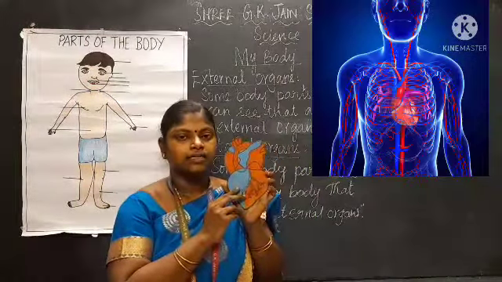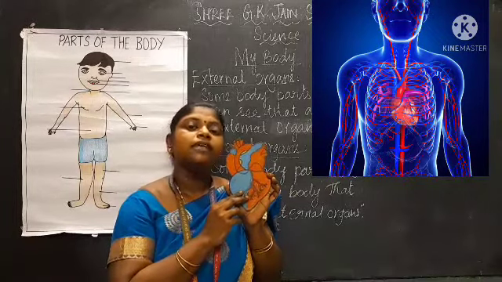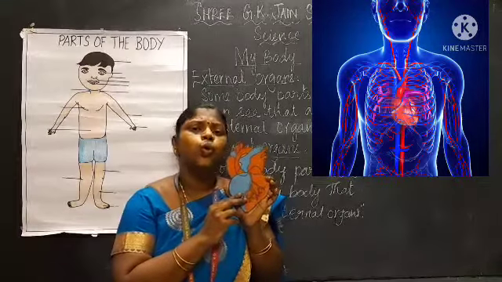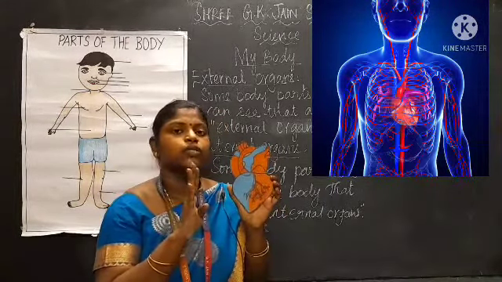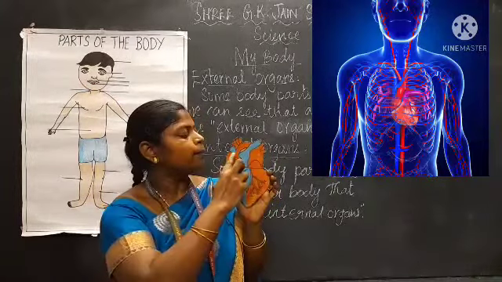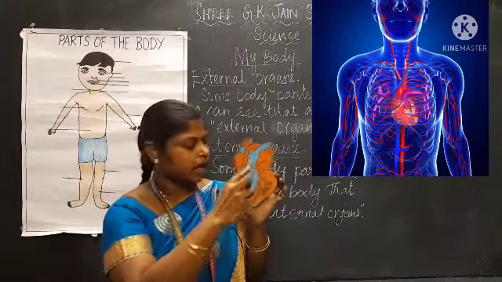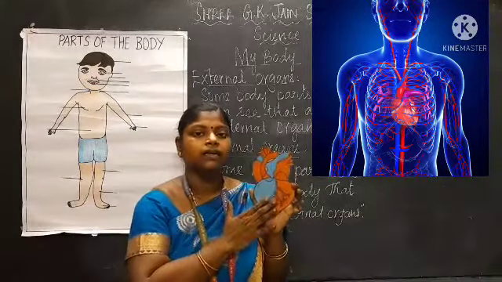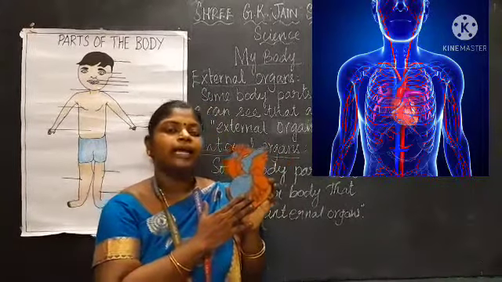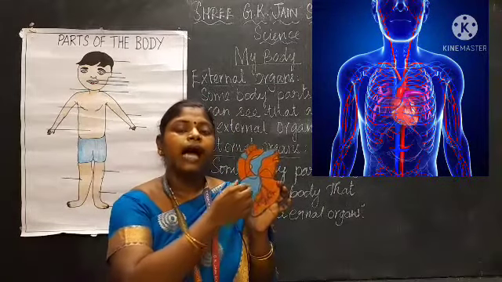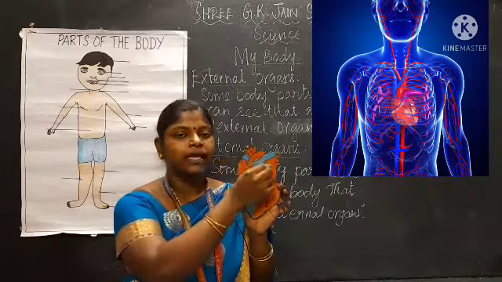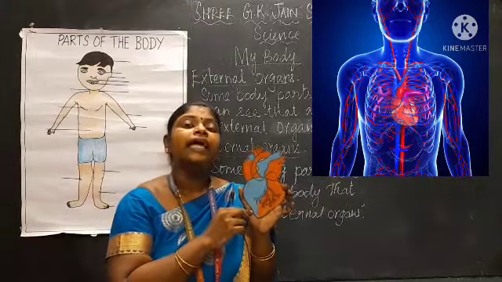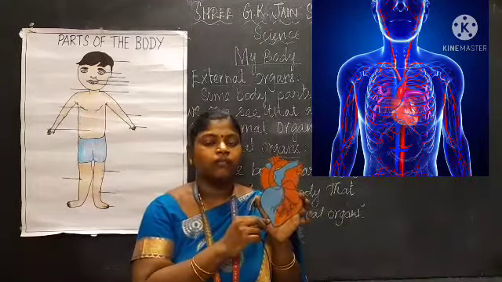Next one is the heart. Heart is called the circulatory system of our body. That means it pumps the blood throughout our body. Heart consists of four major parts: the upper two chambers are called atria, and the lower two chambers are called ventricles. Our heart is covered with a double wall layer membrane, the pericardium. That membrane is filled with pericardial fluid, which absorbs the shocks to the heart.